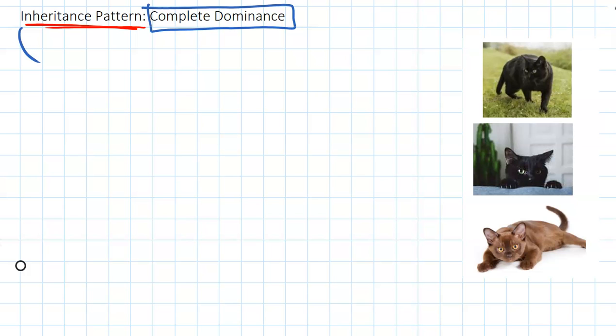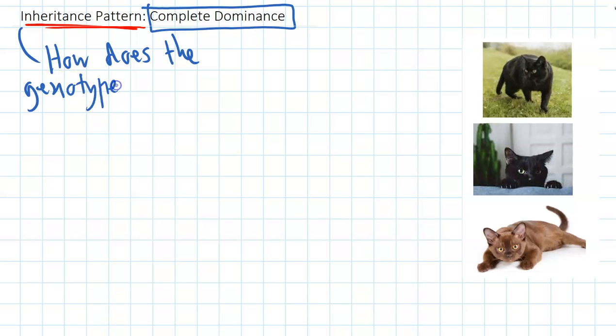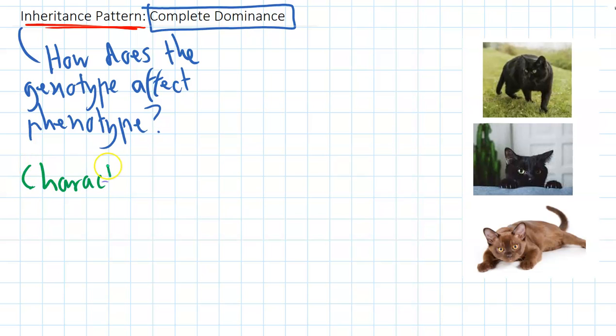So inheritance patterns are basically how the genotype, so the alleles that an individual has, affect the phenotype. Okay, well let's go back to our little cats example again that we learnt about earlier. So in this example, we're looking at the character of fur color.